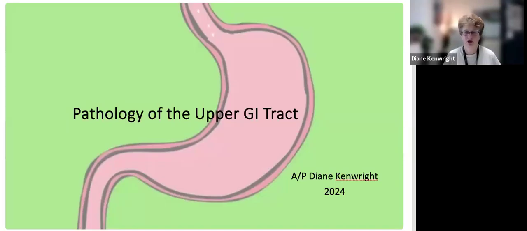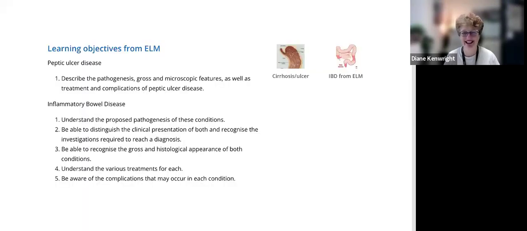Kia ora tatou. We're going to think about the pathology of the upper GI tract today. You have learned about the upper GI tract before in ELM. You had these two learning sessions, one on cirrhosis and ulcer and the other on IBD. Previously, you have learned about peptic ulcer disease and something about inflammatory bowel disease.